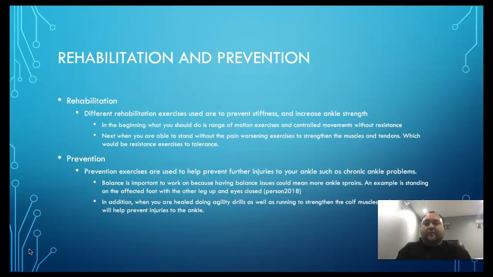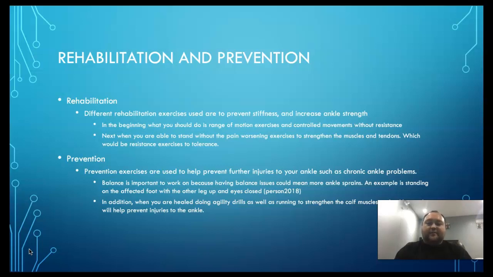Rehabilitation and prevention. Rehabilitation: there are different rehabilitation exercises used to prevent stiffness in the ankle as well as increase ankle strength. In the beginning, after an injury, the best thing to do is range of motion exercises with or without resistance. Next, when you are able to stand without the pain worsening, exercises to strengthen the muscles and tendons is what you need to be doing for rehabilitation. This includes resistance bands and exercises to tolerance.